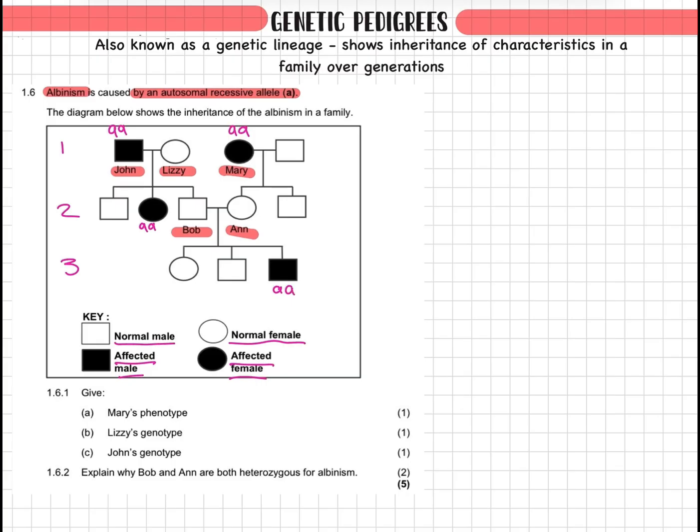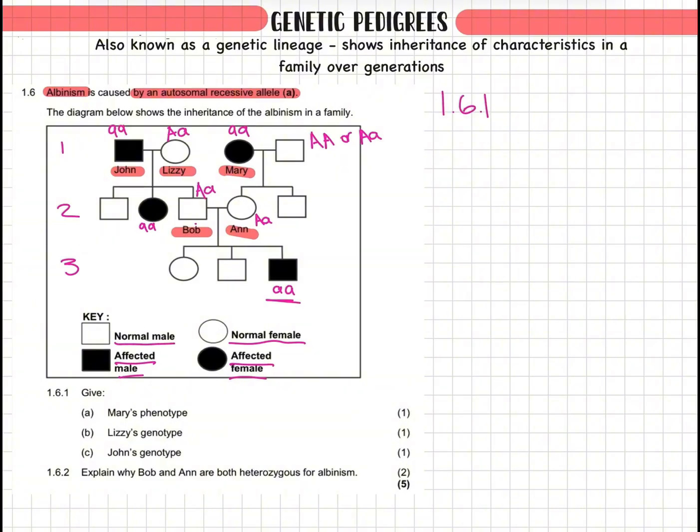Now Lizzie, on the other hand, is heterozygous because they have a child there who has albinism, so she should be a carrier of the recessive allele. Bob, on the other hand, received the recessive allele from John, and Anne received the recessive allele from Mary. We're unsure whether the parent of Anne is homozygous or heterozygous.